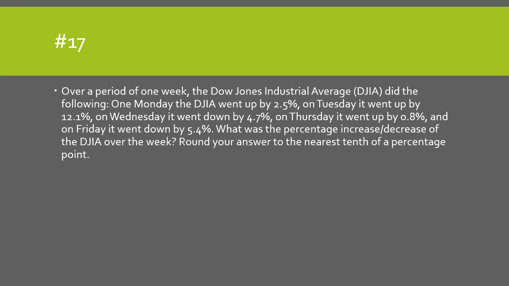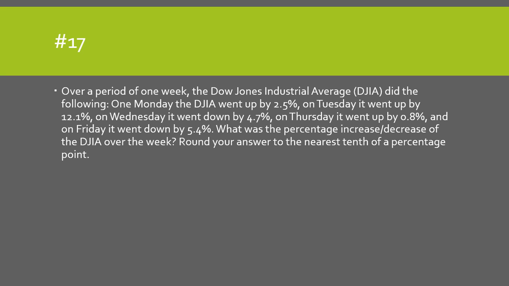On Monday, the Dow Jones went up 2.5%. On Tuesday, it went down 12.1%. On Wednesday, it went down by 4.7%. It went up by 0.8% on Thursday, and it went down 5.4% on Friday. And what we have to do is find what's the percent increase or decrease of the Dow Jones over the entire week. All right, and they want us to round our answer to the nearest tenth of a percent.